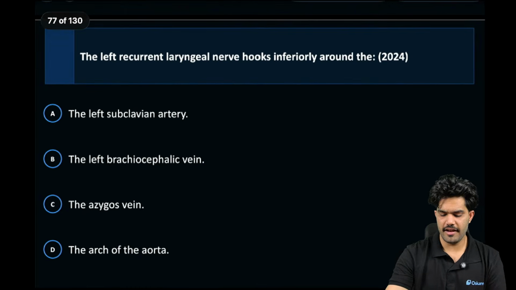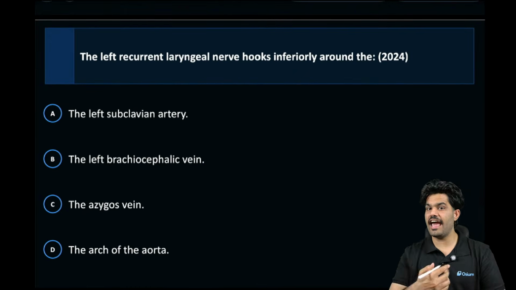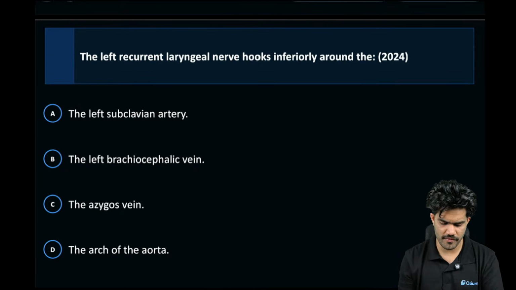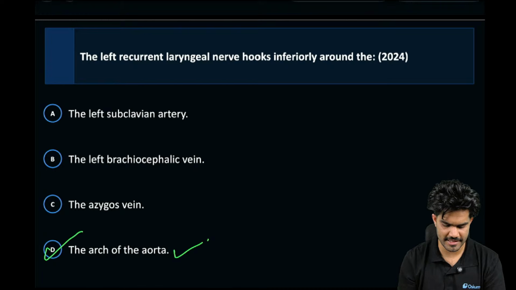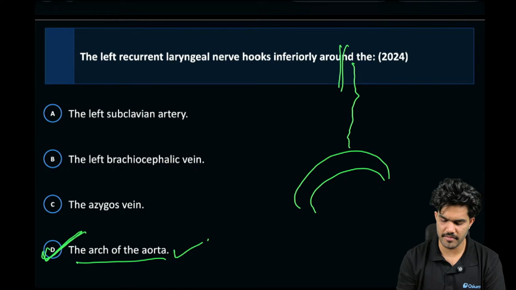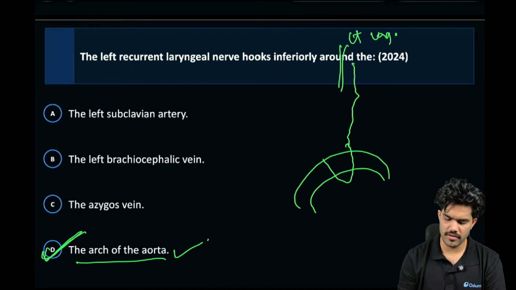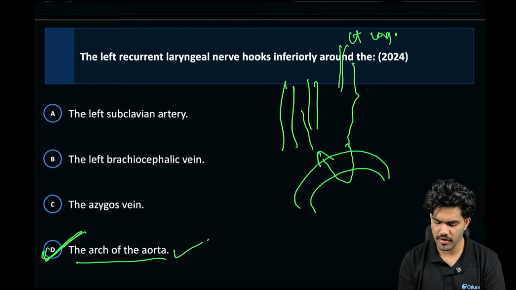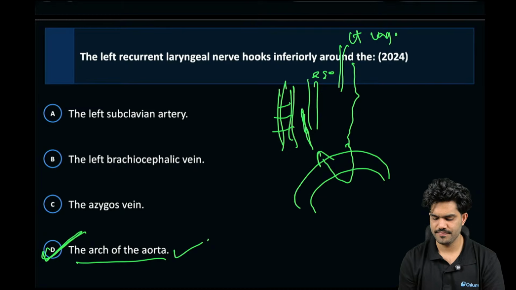The left laryngeal nerve hooks inferiorly around what? Arch of aorta. Easiest question. Okay, this is the arch of aorta. The left recurrent laryngeal nerve comes from the left vagus and it hooks around what? Arch of aorta and goes in between two tubes. What? Trachea and esophagus.